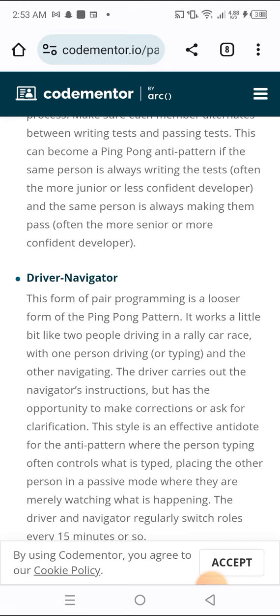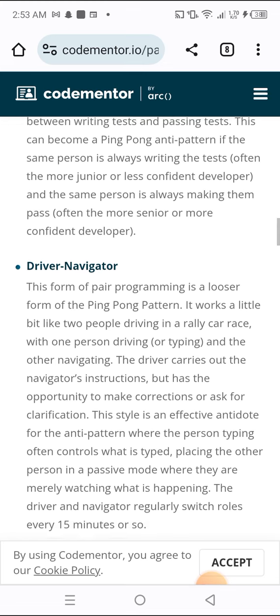The number two is driver navigator. This form of pair programming is a looser form of the ping pong pattern. It works a little bit like two people driving in a rally car race, with one person driving or typing and the other navigating. The driver carries out the navigator's instruction but has the opportunity to make corrections or ask for clarification.